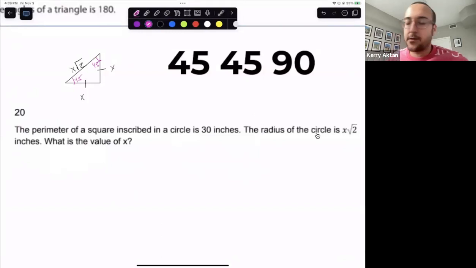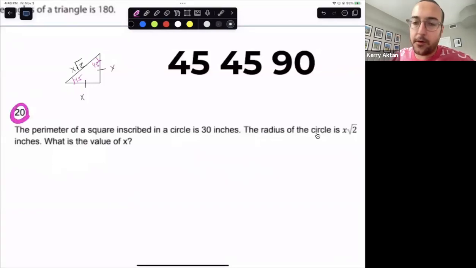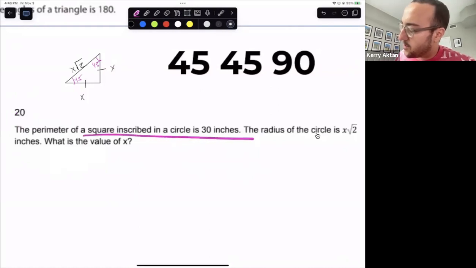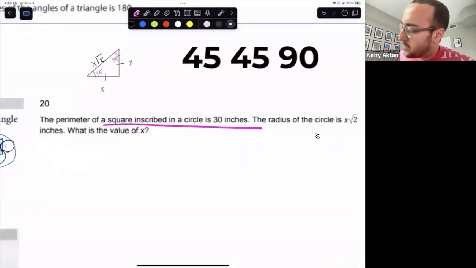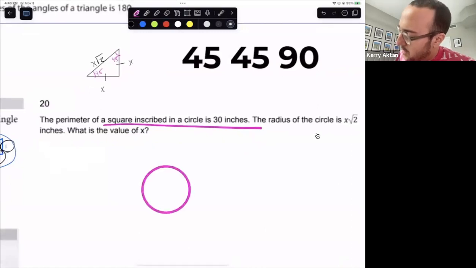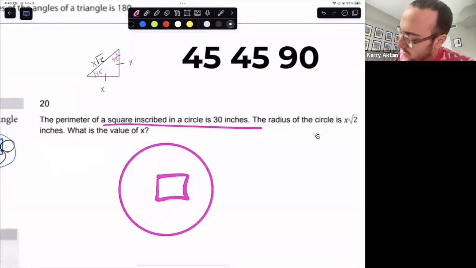So for this question, I understand if you're still working, I apologize. Keep finishing up. But for those of us that just want to watch along, this was number 20 from the October exam just 2 or 3 weeks ago. Let's take a look. It says the perimeter of a square inscribed in a circle is 30 inches. So I have a circle and I have a square inscribed inside of that.